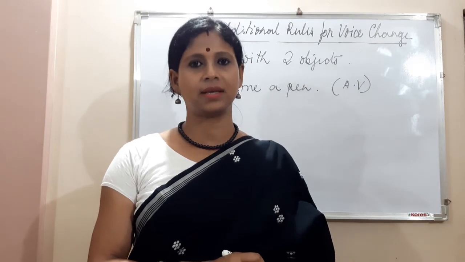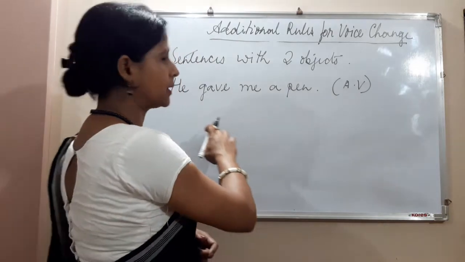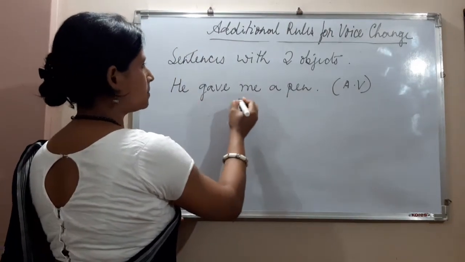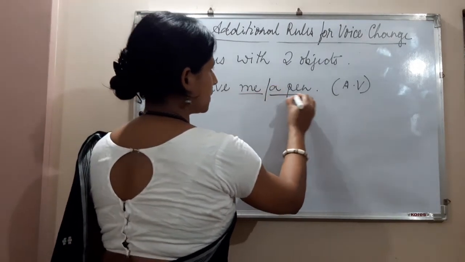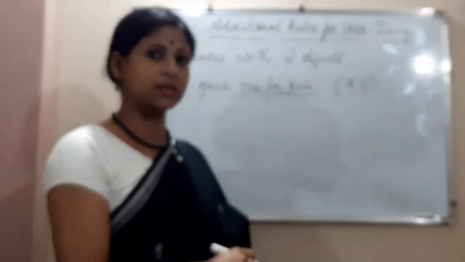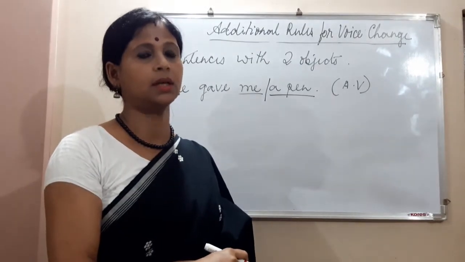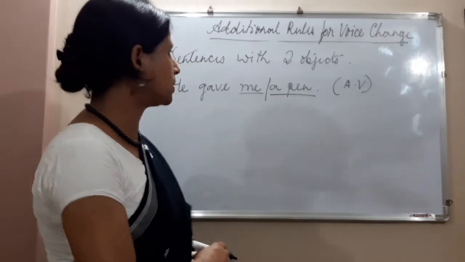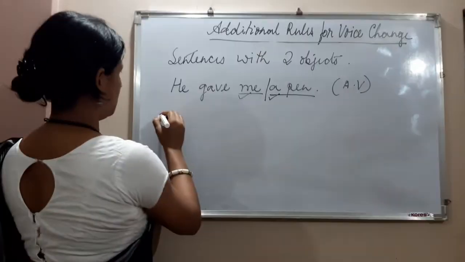In some sentences there are two objects. Like this sentence, he gave me a pen. He is the subject, but here we get two objects. Me is one and the other is a pen. So we get two objects in some sentences, and one generally denotes a person and the other denotes a thing. Now we can write the answer in two different ways, taking each object as the subject.